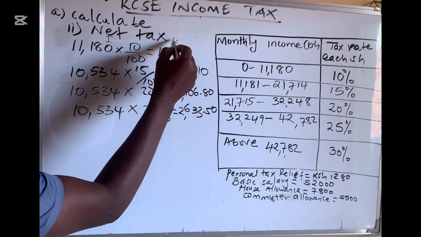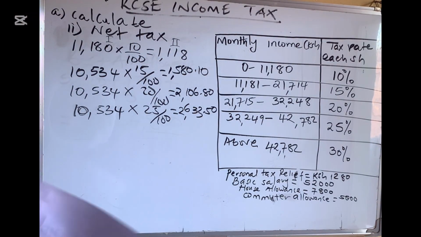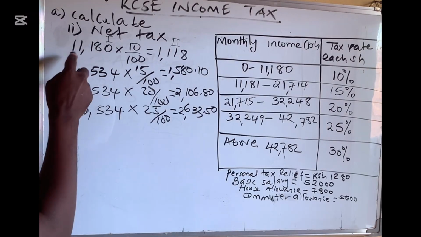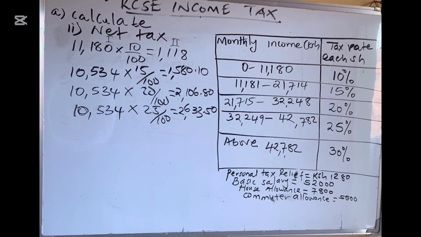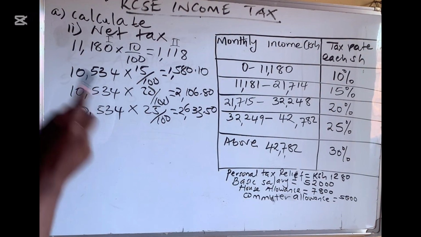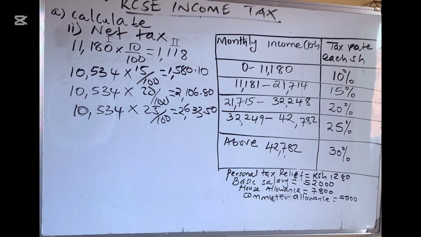Now, when you look at this calculation, on the left side, I indicated one, we have the income. And on the right side, I indicated two, we have tax. So for every 11,180, the tax is 1,118. For every 10,534, depending on the percentage, the tax is on the right side.